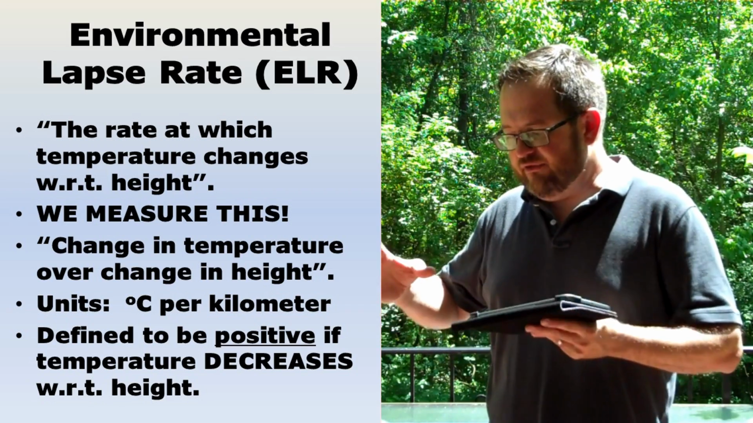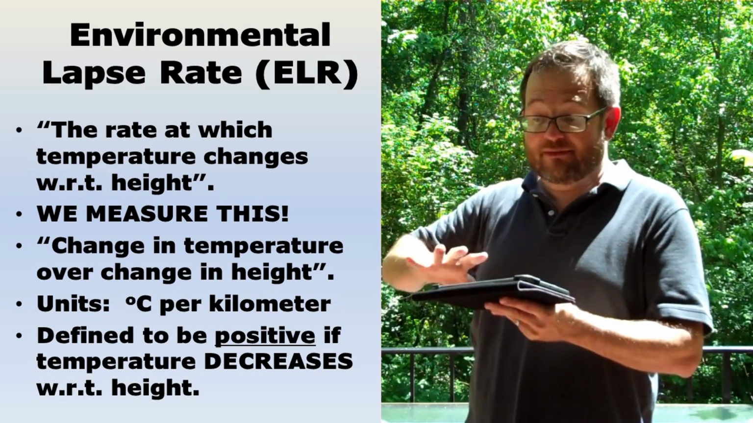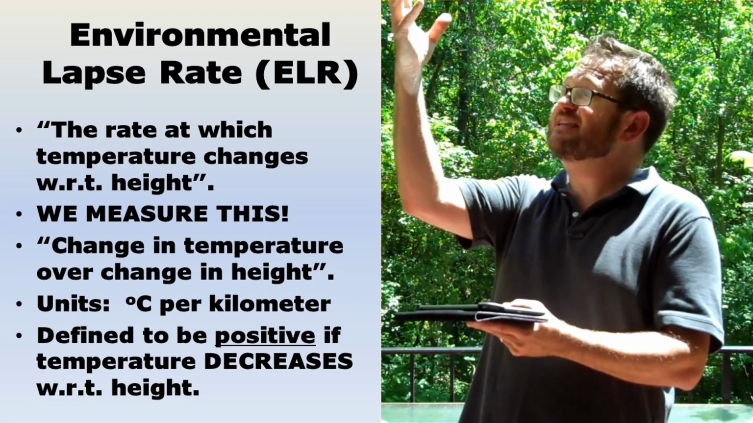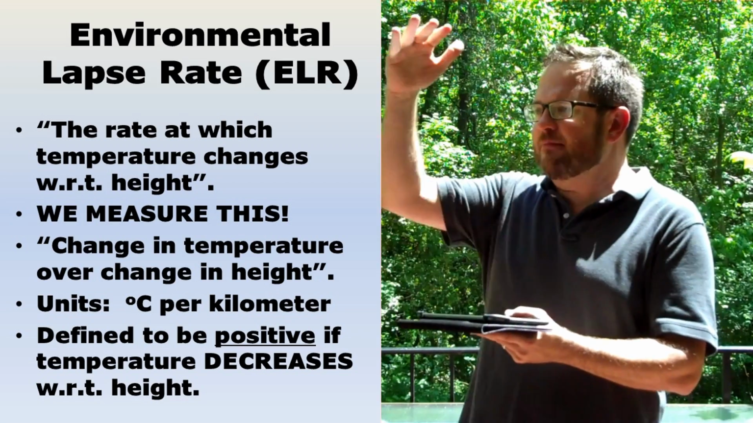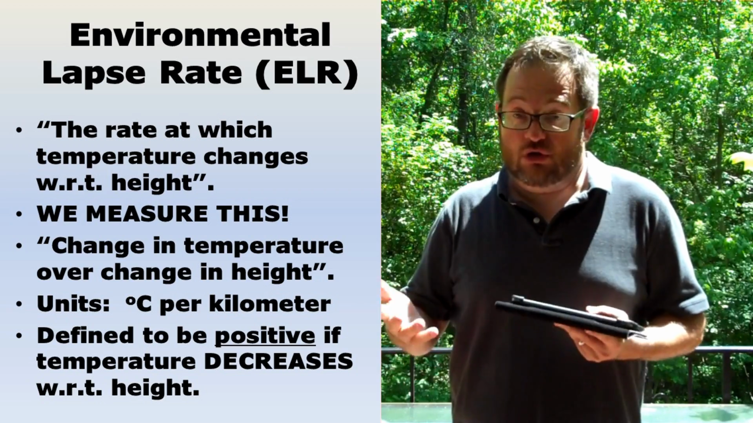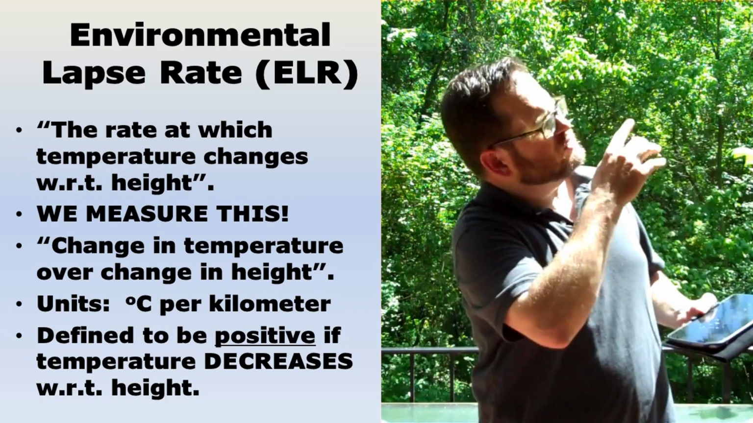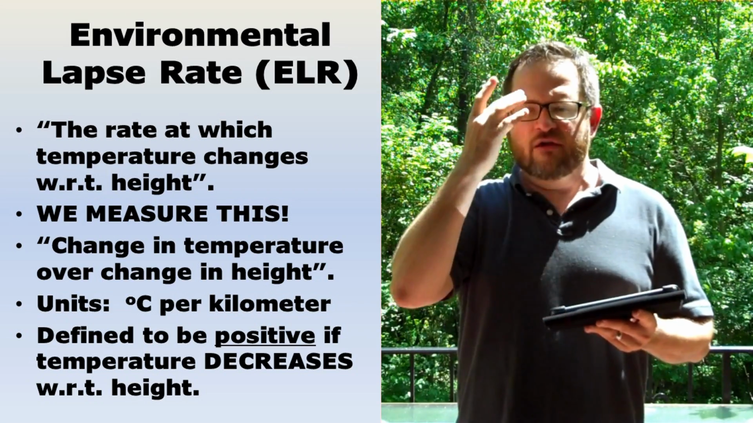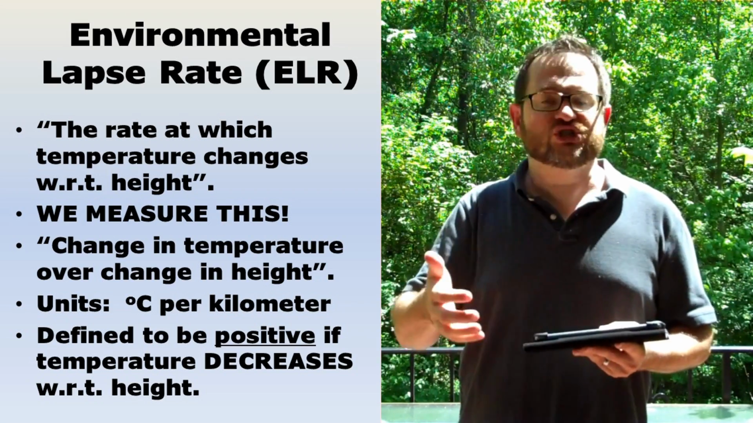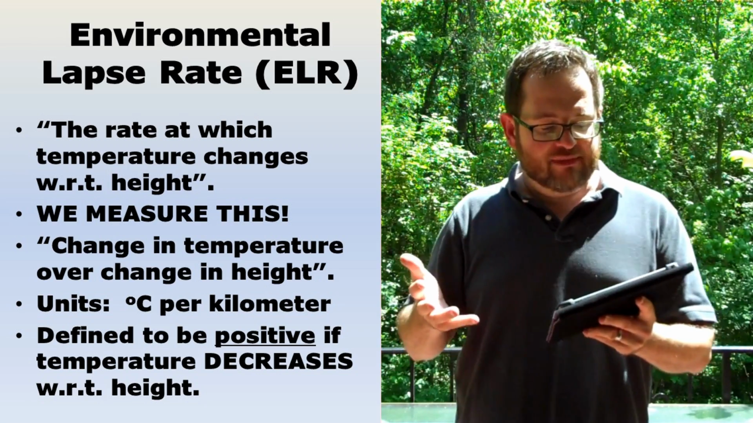What I mean is, if we measure the temperature at this height, and then we measure it at some second height, how much did the temperature change over that distance? Okay? It's something that we measure. We measure this with weather balloons and so on. We measure the temperature here, we go up to a new height, we measure the temperature there. From that we can figure out the rate at which the temperature is changing with respect to height. And this number is called the environmental lapse rate.